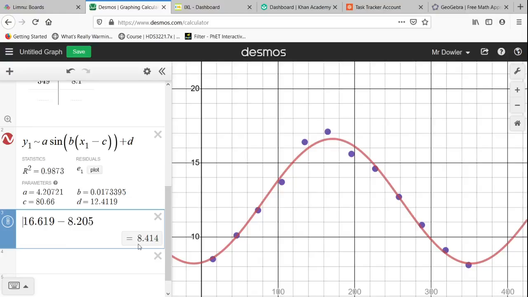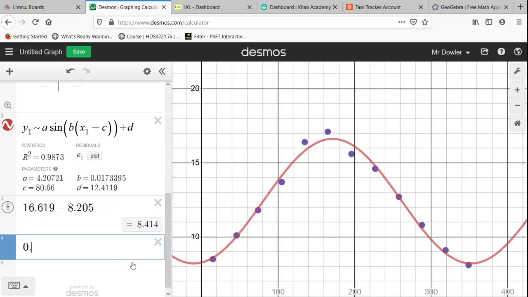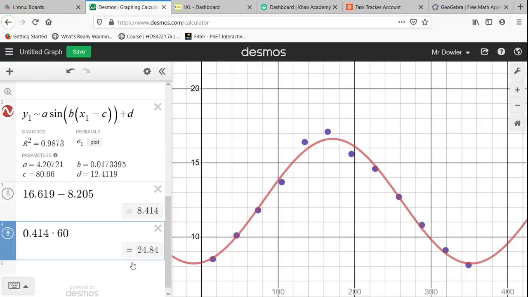If we take our 0.414 and multiply it by 60, because that's the fraction of the hour, rounded to the nearest minute, that is about 25 minutes. So it works out to 24.84 if we take 0.414 and multiply by 60. So there's roughly 8 hours and 25 minutes.